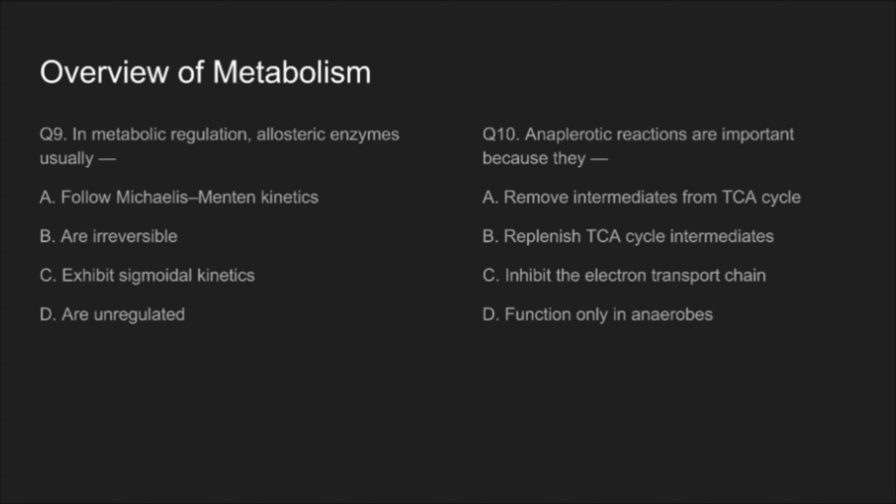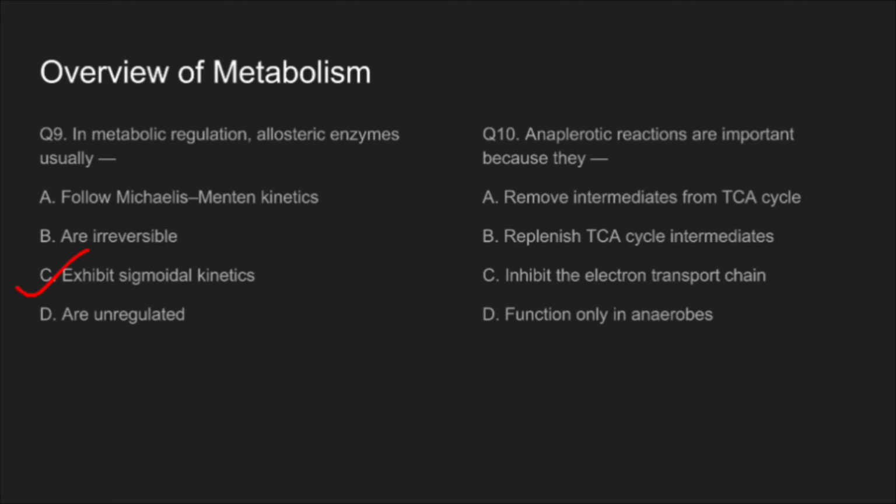Question number 9. In metabolic regulation, allosteric enzymes usually, options are A, follow Michaelis-Menten kinetics, B, are reversible, C, exhibit sigmoidal kinetics, D, are unregulated. The correct answer is C, exhibit sigmoidal kinetics. Why? Because allosteric enzymes show cooperative binding and sigmoidal velocity substrate curves. Now question number 10.